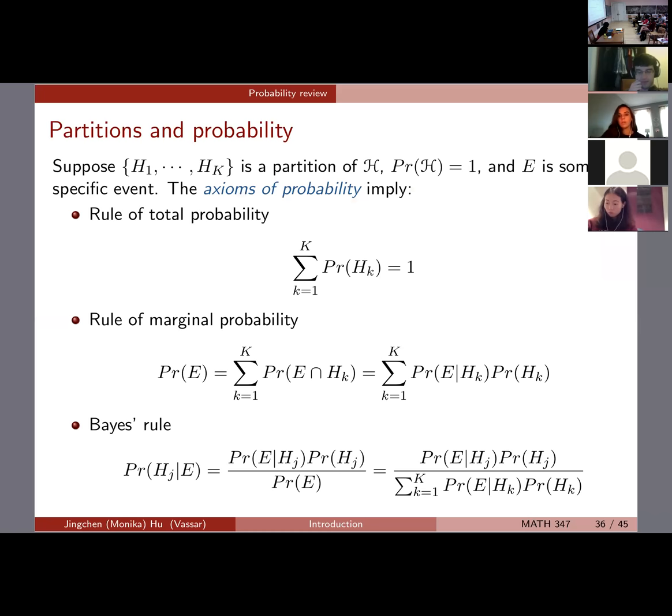The rule of marginal probability, let's say, now we have a partition of H, okay? But now we have a different event, let's say E. So the probability of E will be the sum of E intersecting with all of the elements of the partition that we have seen before. Okay, so that's what this notation is about. You see that probability of E is the sum for K from 1 to capital K, and in the probability we use the intersection sign: E intersecting with each of the H_K.